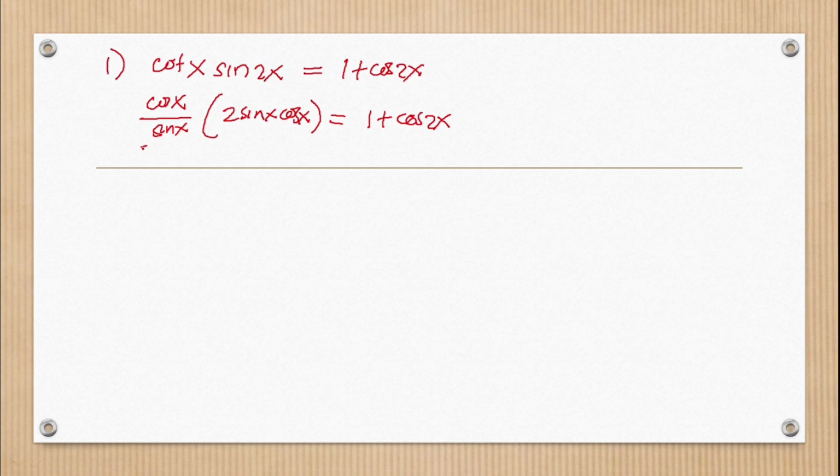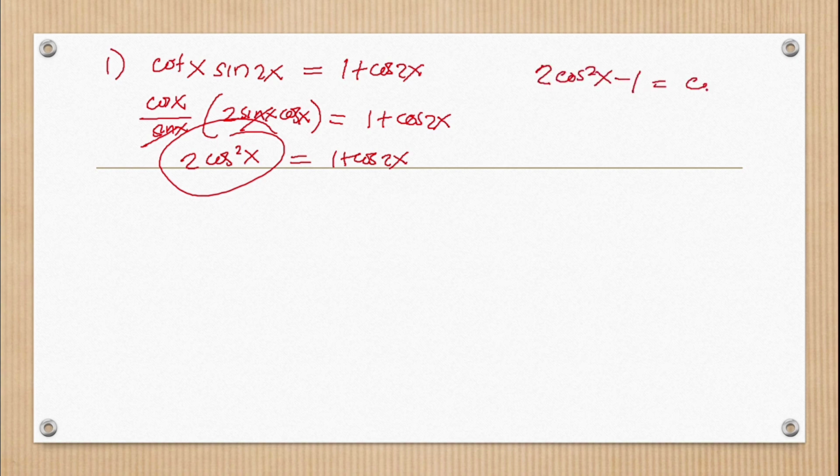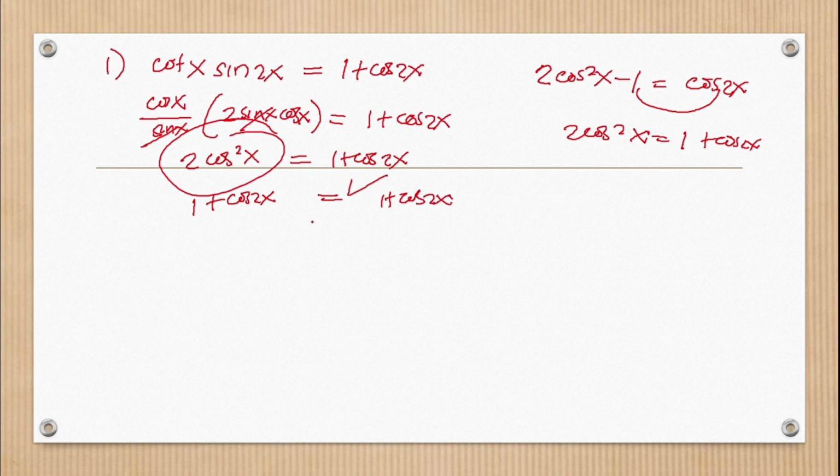So cancel this part, so therefore we have 2 cosine squared x is equal to 1 plus cosine 2x. So we have here 2 cosine squared x minus 1 is equal to cosine 2x. So therefore, if you're going to equate this one, 2 cosine squared x is equal to 1 plus cosine 2x. Therefore, 1 plus cosine 2x is equal to 1 plus cosine 2x. So check.